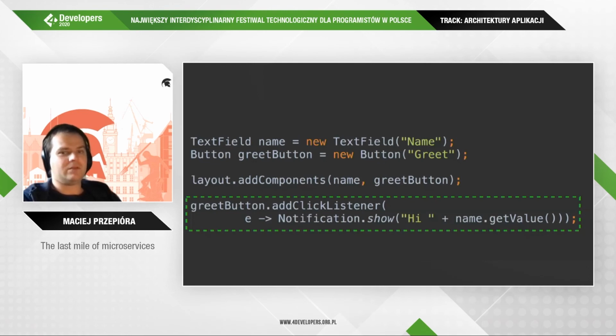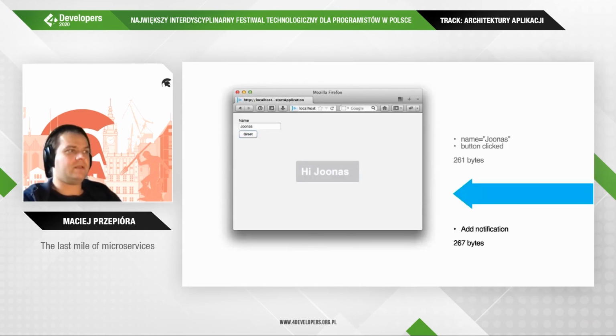So we want to show a notification, and this notification will contain the name of the user that they provided in the text field. So that's what happens. The answer is that the backend response says you should display a notification with this specific text. And that's how server-side UIs in general work.